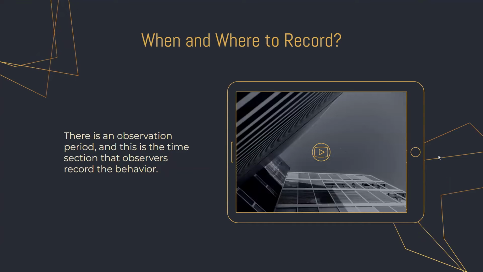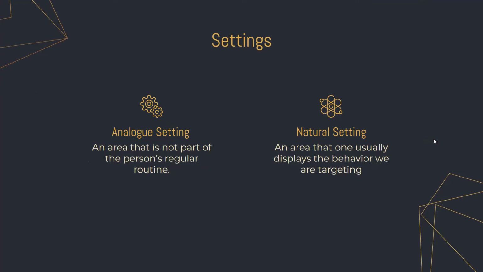When and where do we record? Well, there's an observation period, and this is the time when the behavior typically occurs. And this is when we observers want to observe the behavior. So there are two types of settings in which we can record behavior. There's the analog setting, which is an area that is not part of a person's regular routine, such as a clinic. And a natural setting, an area where one usually displays the behavior that we are targeting. So maybe like a classroom or the house.